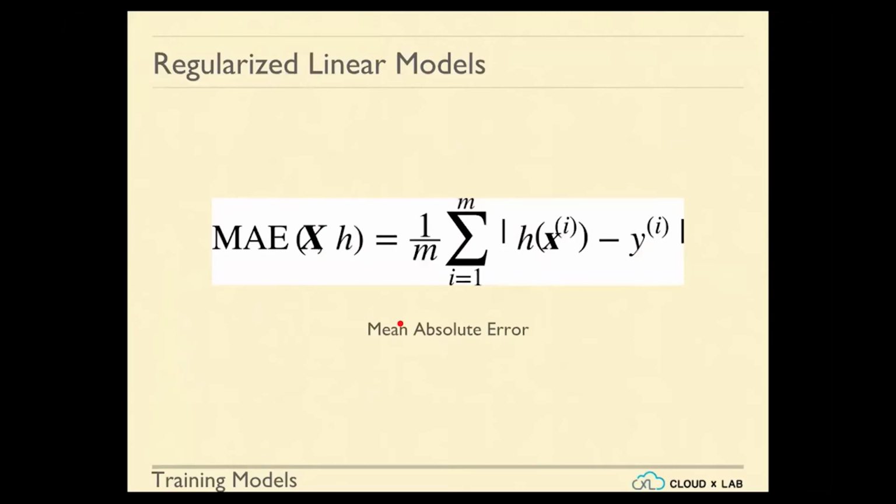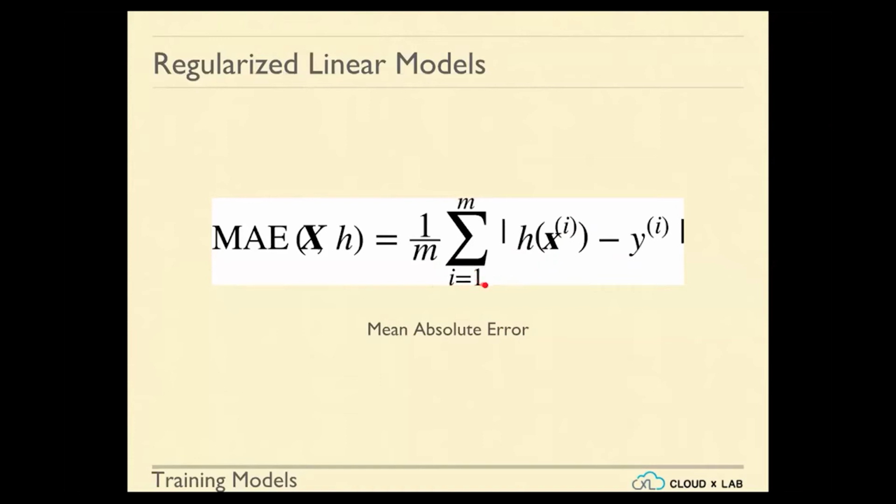Do not get scared with this formula. It's actually a pretty simple thing. What does mean absolute error mean? Let's say we come up with some hypothesis or model. We feed it some value, and it gives us the prediction. We subtract the prediction from the actual value. This is our actual value, and this is our prediction, y cap, the predicted value for each of the instances.